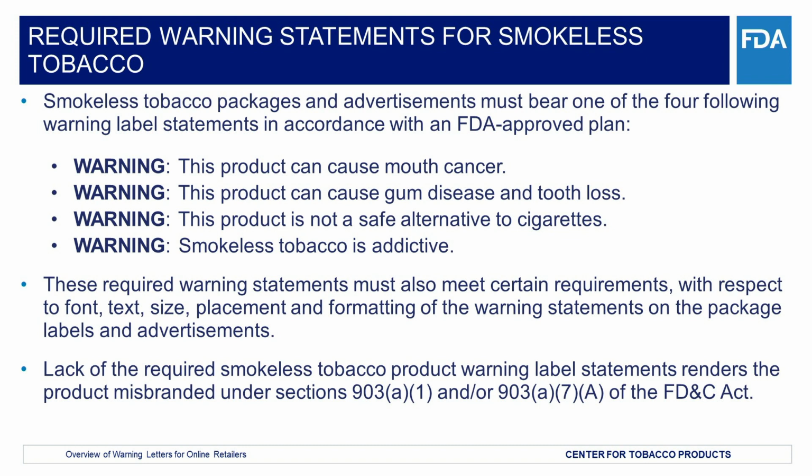except that if the text of a label statement would occupy more than 70% of the area specified above, such text may appear in a smaller type size, so long as at least 60% of such warning area is occupied by the label statement. Lack of the required smokeless tobacco product warning label statements misbrands the products under Sections 903(a)(1) and/or 903(a)(7)(A) of the FD&C Act.